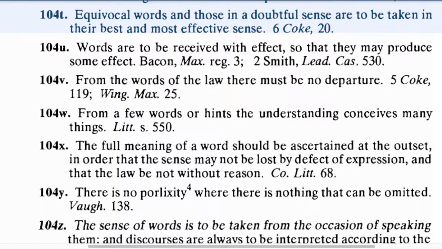Equivocal words, and those in a doubtful sense, are to be taken in their best and most effective sense. Words are to be received with effect, so that they may produce some effect. From the words of the law, there must be no departure. From a few words or hints, the understanding conceives many things.